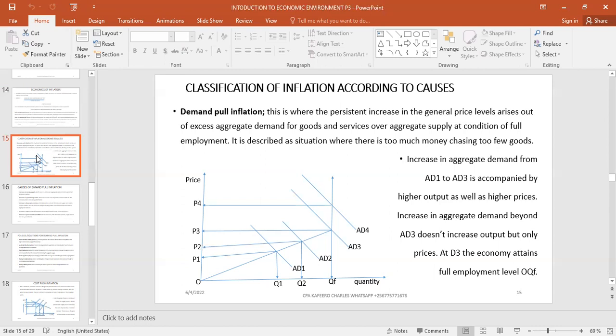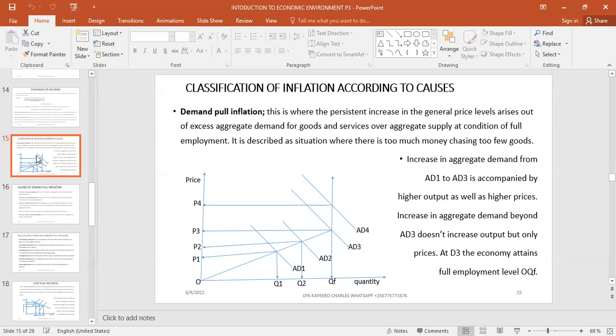And when you are at that point, we say that you are at full employment, meaning all the factors of production have been used up to their maximum, to the extent that if you want to produce more, you have to look for other sources. That's what we mean by demand pull inflation. That demand pull inflation, we said it is excessive aggregate demand over aggregate supply at condition of full employment.